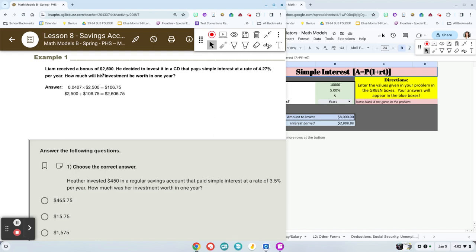Liam received a bonus of $2,500. He decided to invest it in a CD that pays simple interest. Okay, so there's a clue. At a rate of 4.27% per year. How much will his investment be worth in 1 year? So when you're investing, we're going to be looking at simple interest and compound interest. So Lesson 8, we are focused on simple interest.